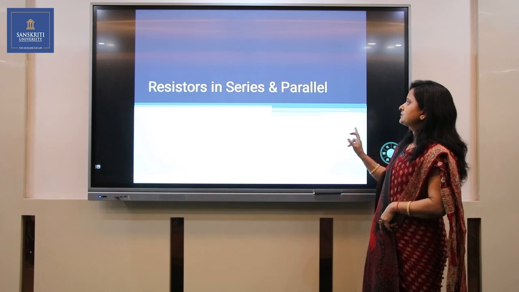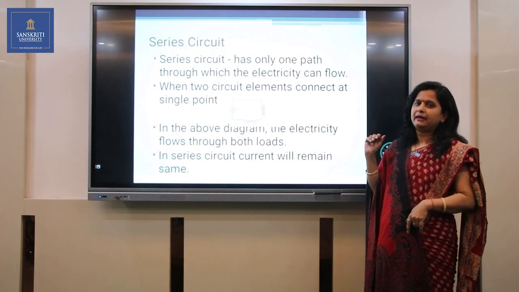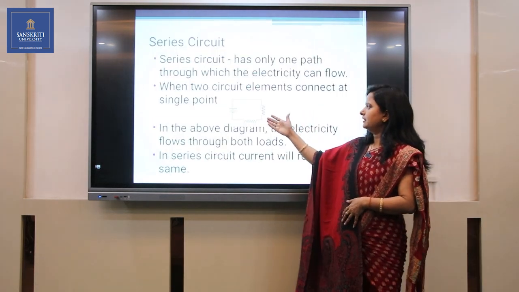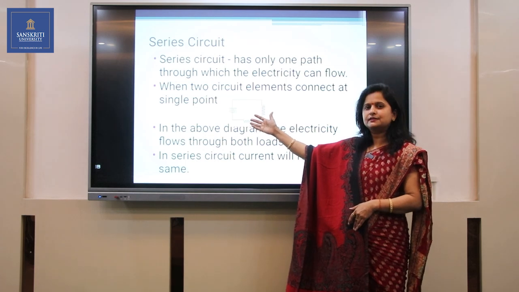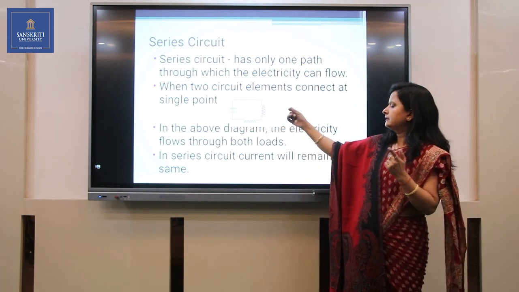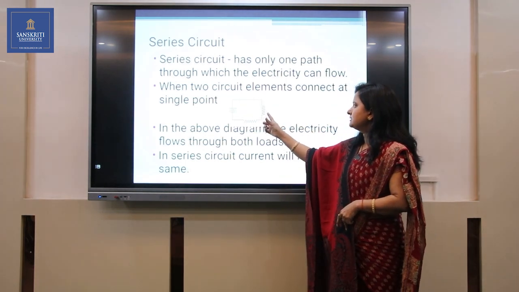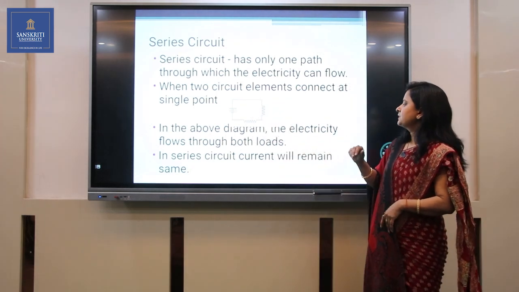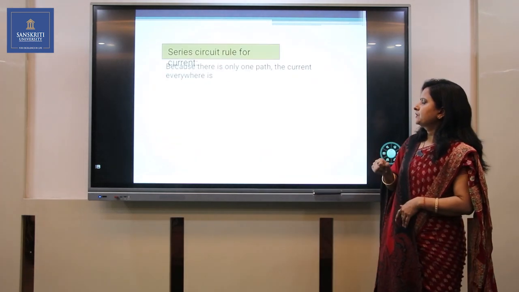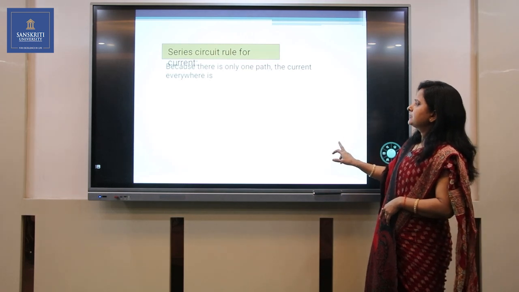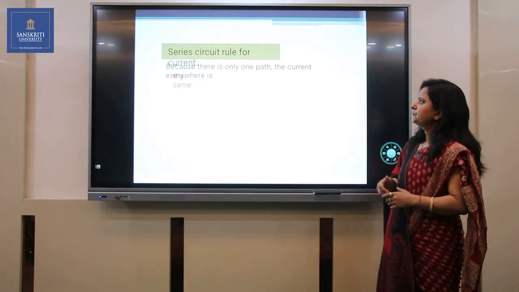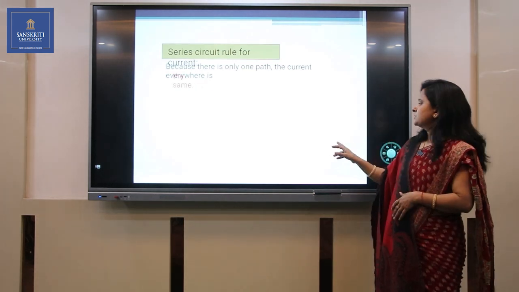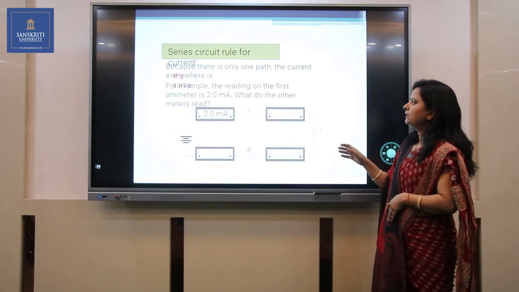If we have the resistors connected in series or in parallel. So in a series circuit, if we are having these two resistors connected in series, there is only one path and the current will be flowing in this direction like this, and the current in both the resistors will be the same. So there are some rules for the series circuit, because there is only one path, so the current will be the same in all the resistors.